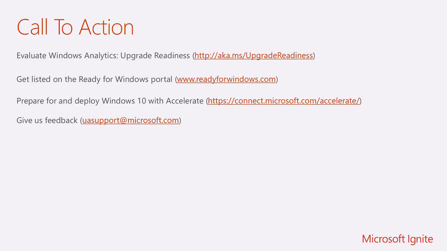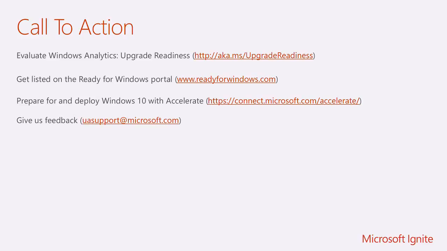Also, get listed on that Ready for Windows portal. If you do publish software, go in there and declare your support for it. If you consume software, which I'm assuming most of you do, go in there and see the adoption status of the software that you're consuming. And also, prepare for and deploy Windows 10 with Accelerate. If you're interested in more information on that Enterprise Compat briefing, we have a link there for you.